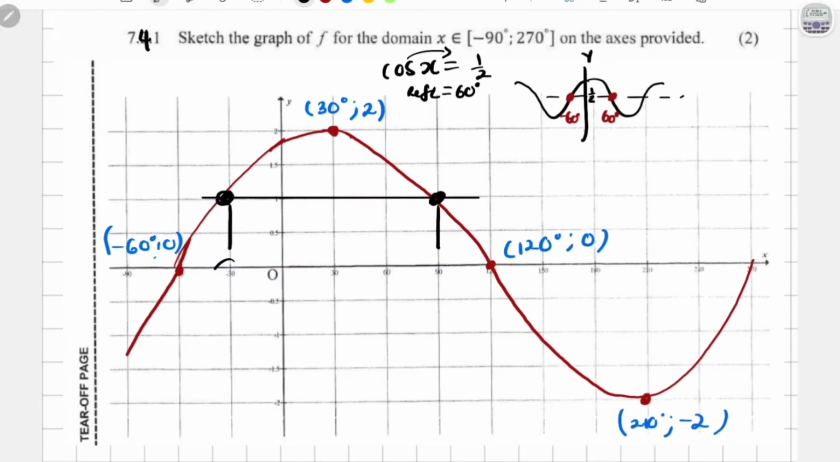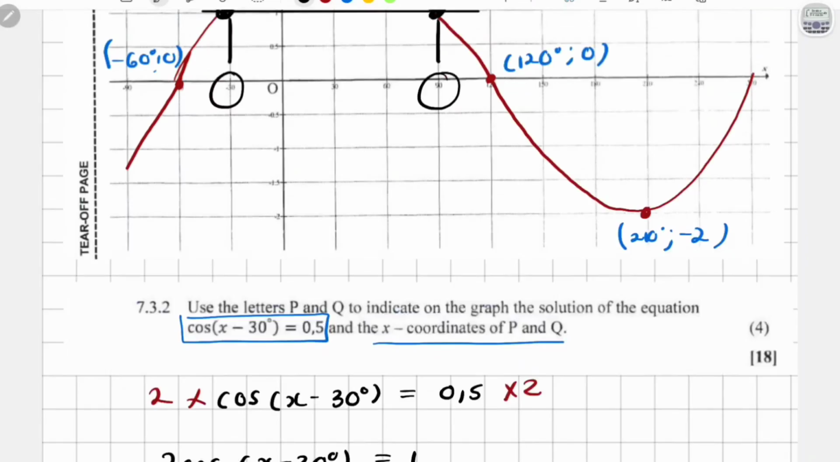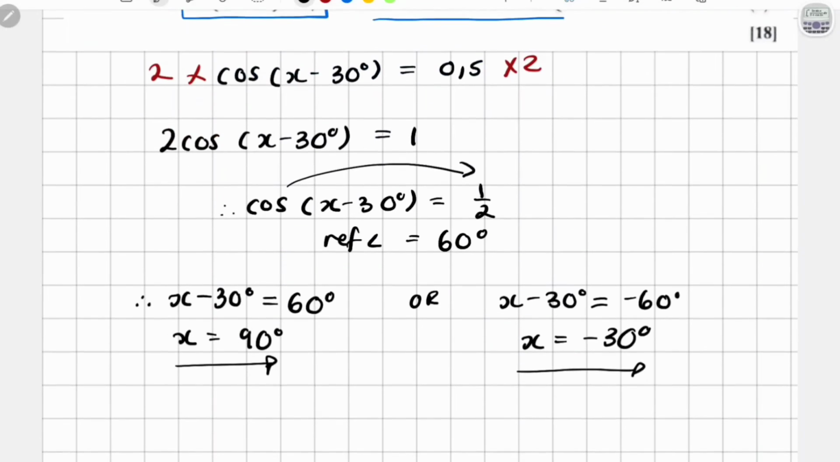So there, that is that and that. And then on the graph, that's what they are. They said indicate them as P and Q. So that's going to be our P, and that's going to be our Q. Okay, so that is the last question for this paper. That is the end of this paper.